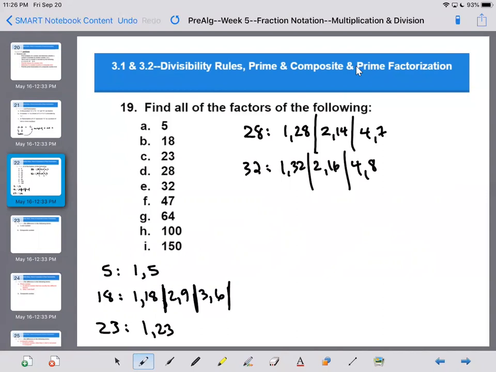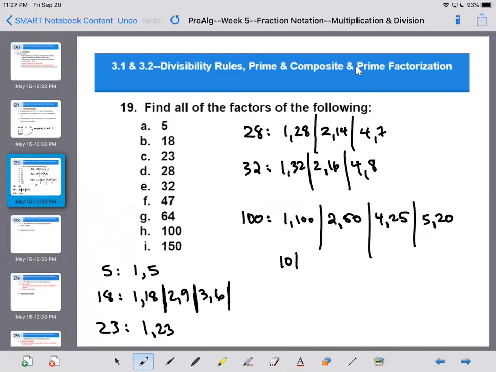And then look at 100. We know that it's 1 and 100. We know it's 2 and 50. We know 4 and 25. We know 5 and 20. We know 10 and 10 would result in that. And so then we start to repeat with our factors. So this is just, if you're looking for how to find factors, you're listing. This is a way of listing to find them.